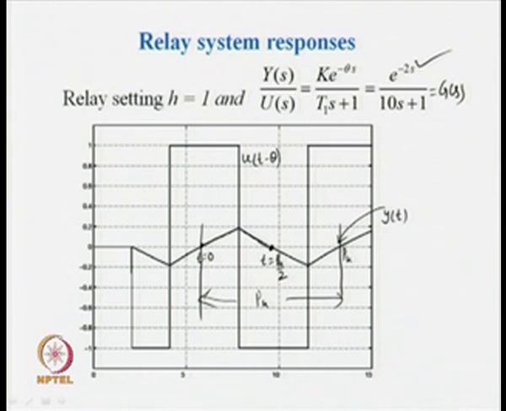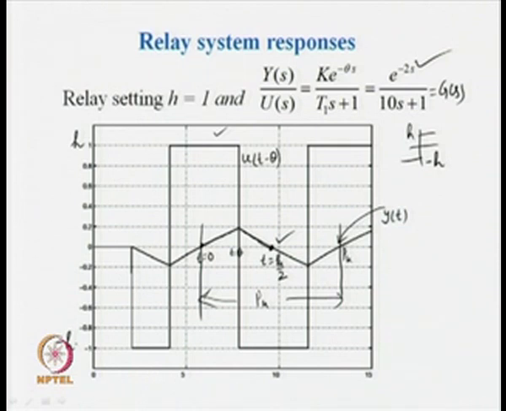Now, why am I mentioning two segments? Because the input during one positive half of output of the system is different. We have got positive input for time t equal to 0 to time t equal to theta, whereas the input to the system from time t equal to theta to time t equal to Pu by 2 is minus 1. So, if the relay heights are set at plus h and minus h, in that case the type of output you will get will be plus h here and minus h here.